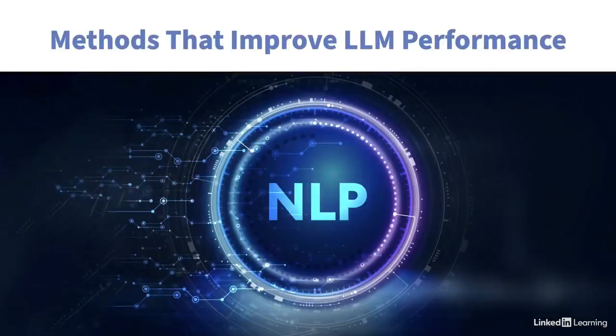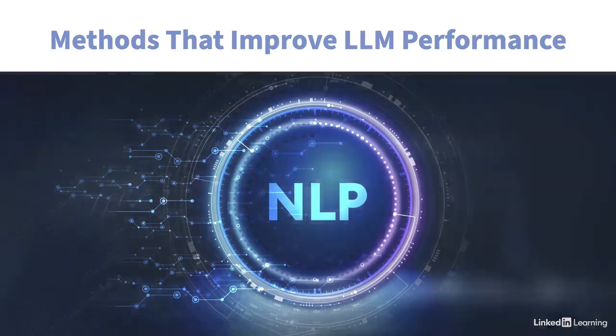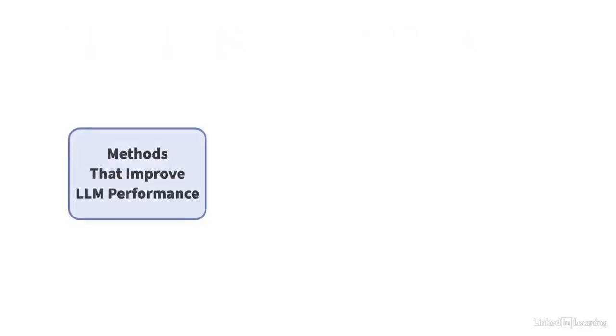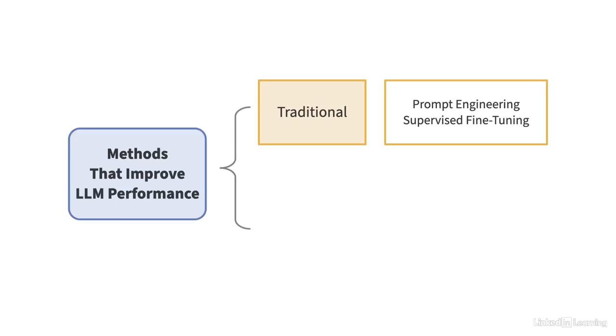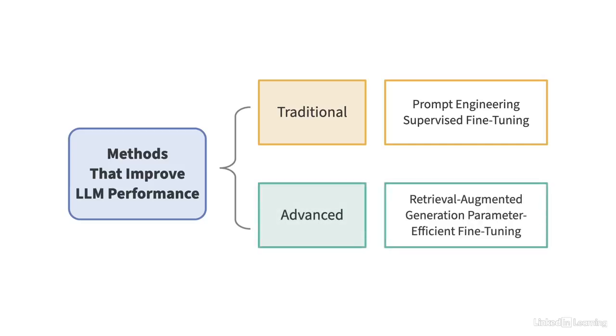Because LLMs are trained on a large corpus of data, you may need to customize an LLM for a special use case in order to improve its accuracy, effectiveness, and adaptability. Methods that improve LLM performance include prompt engineering and supervised fine-tuning, which are considered traditional approaches. Retrieval augmented generation, or RAG, and parameter efficient tuning, or PEFT, are considered more advanced approaches.